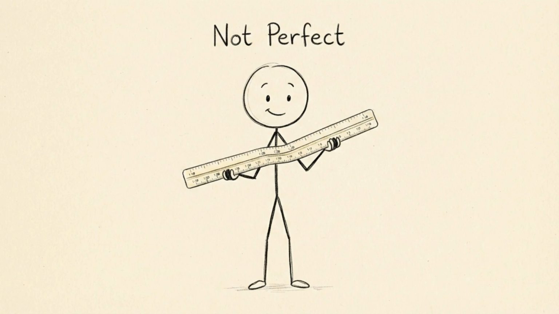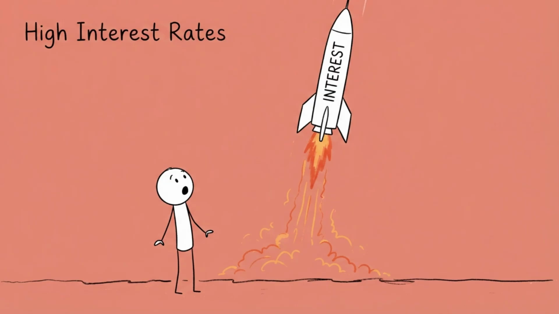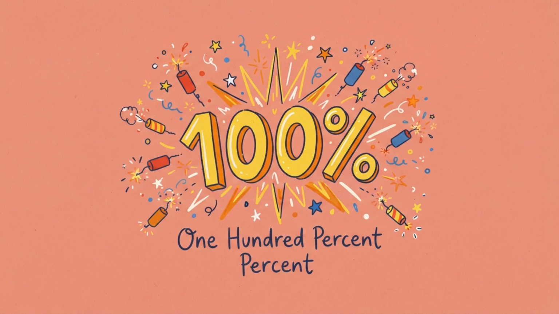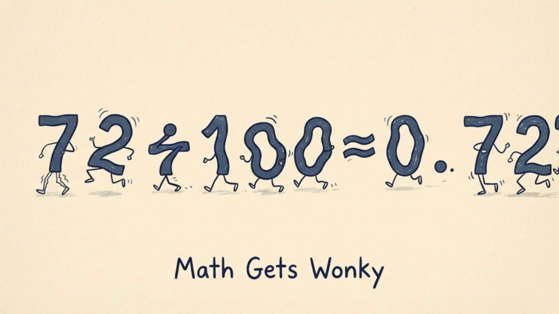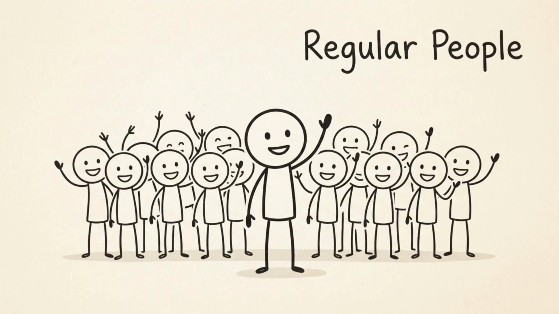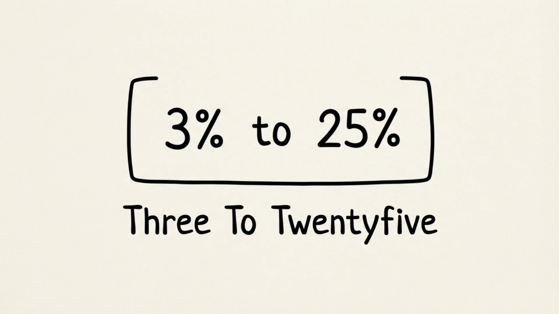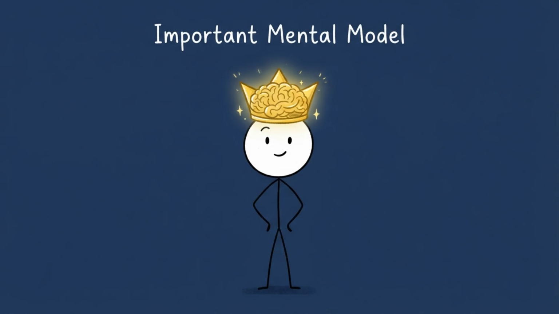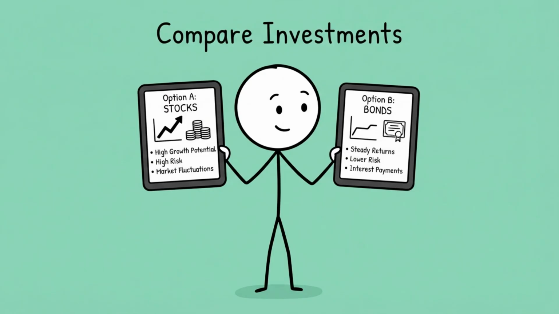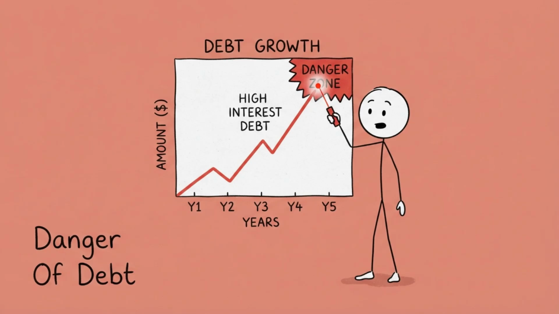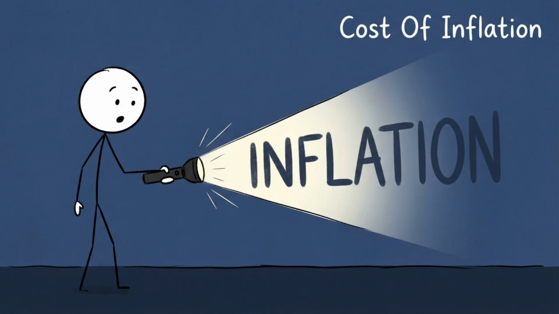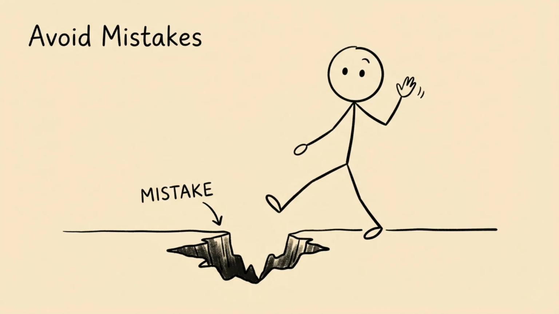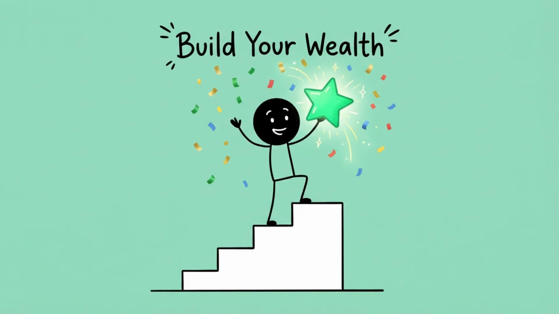The Rule of 72 isn't perfect. If you're dealing with crazy high interest rates like 100%, the math starts to get wonky. But for the normal rates that regular people deal with, like 3 to 25%, this is the single most important mental model you can own. Use it instantly to compare investments, quantify the danger of your debt, or realize the cost of inflation. Avoid the mistakes, make the smart moves, and build your wealth.